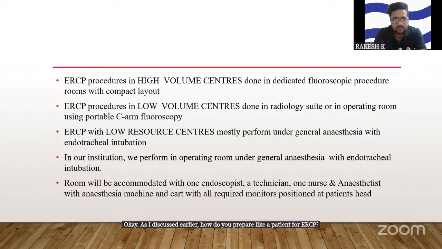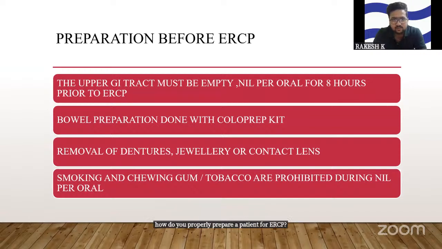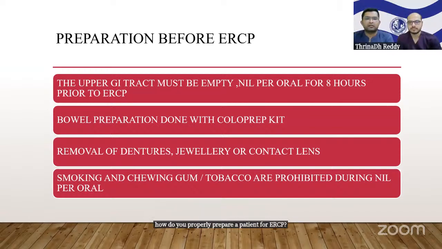As sir discussed earlier, how do you properly prepare a patient for ERCP? Sir, for the ERCP procedure, the upper GI tract must be empty, nil per oral for 8 hours prior to the ERCP. Bowel preparation done with the coloprep kit, removal of dentures, jewelry, and contact lens. Smoking and chewing gum or chewing tobacco are prohibited during the nil per oral duration, sir.